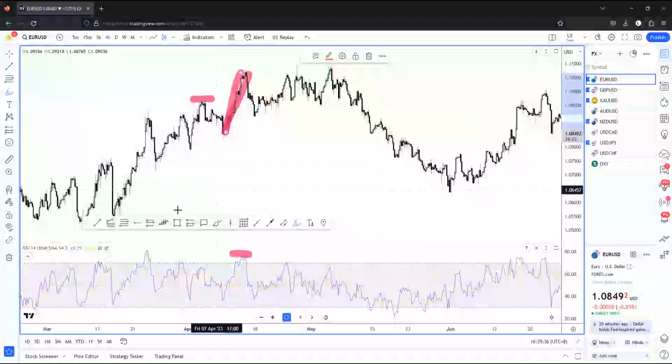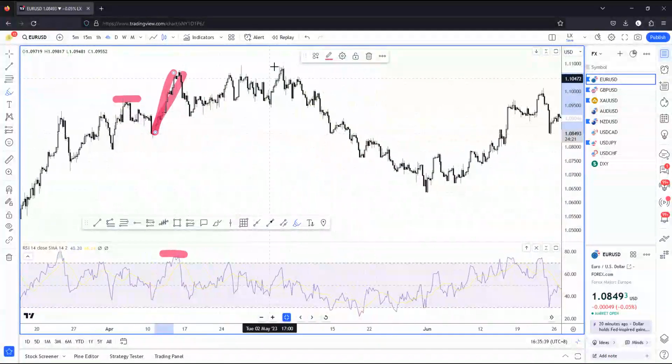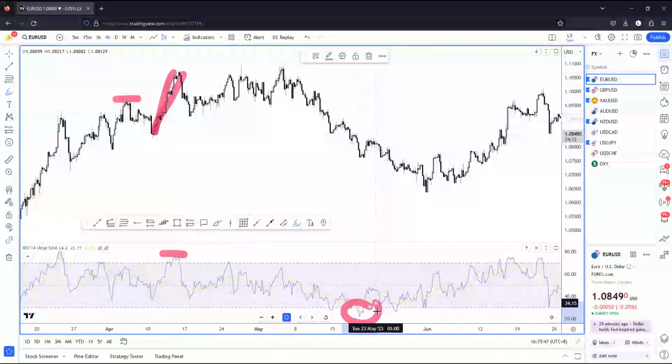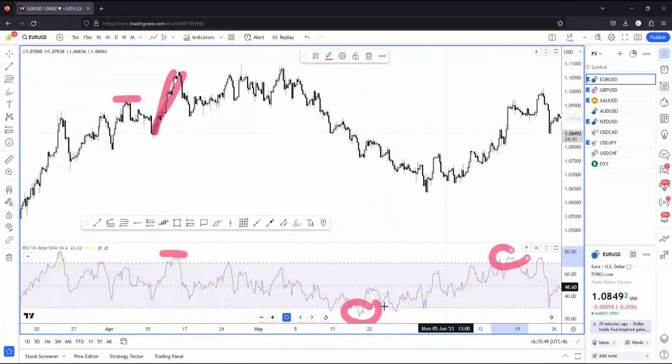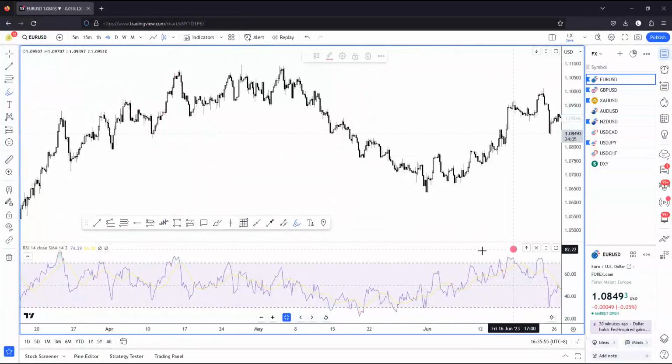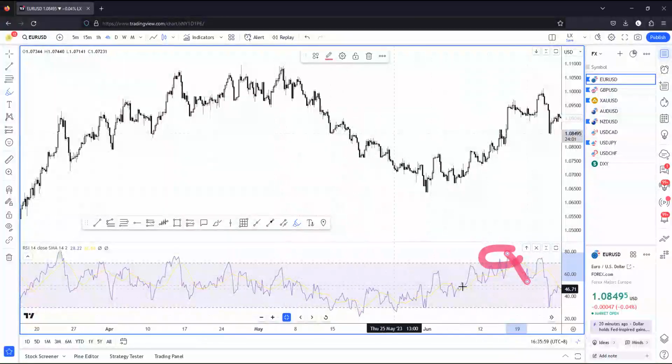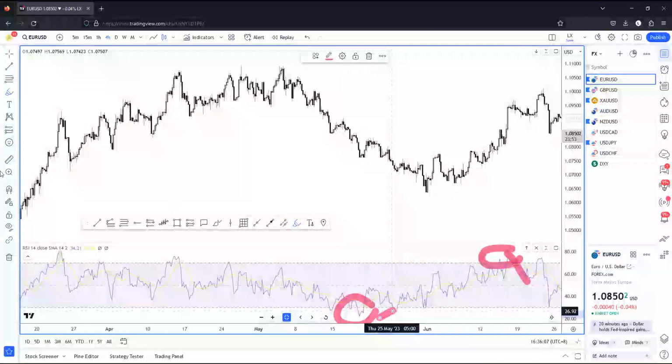So the general direction would be looking at the overall market structure to identify the general direction. And once we have identified that, you can narrow it down to focusing on whether RSI is exiting the overbought region or the oversold region here. Okay, so in an uptrend, we want to focus on RSI exiting the oversold region. And in the downtrend, we want to focus on RSI exiting the overbought region.